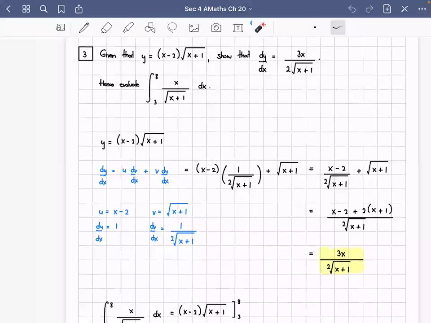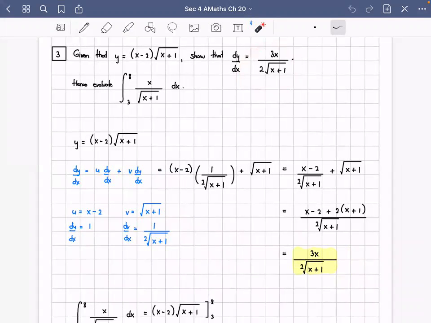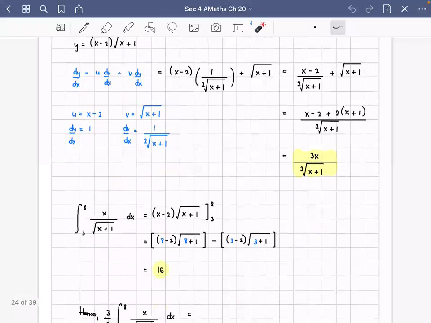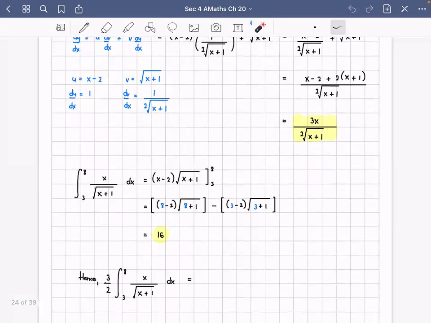So we have proven that y is equal to x minus 2 times root of x plus 1 will become 3x over 2 root of x plus 1. So this is the whole process. When you take your test, the process is the whole score, not the final answer. Now, but we're not done yet. We need to evaluate this. So this is the follow-up question. All right, so evaluating this.